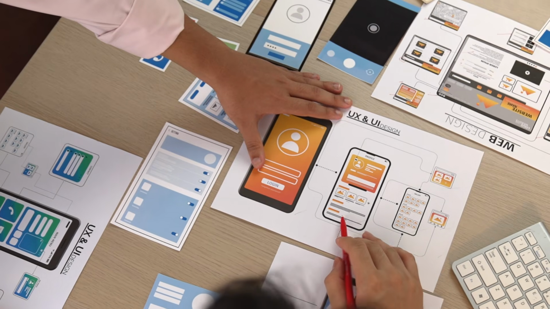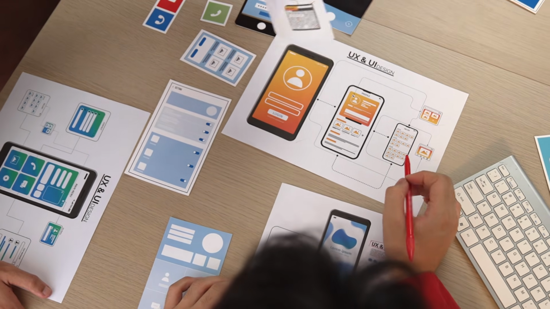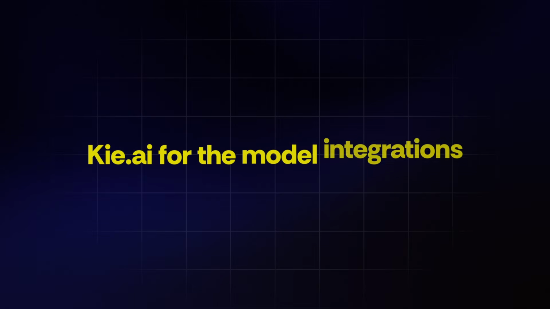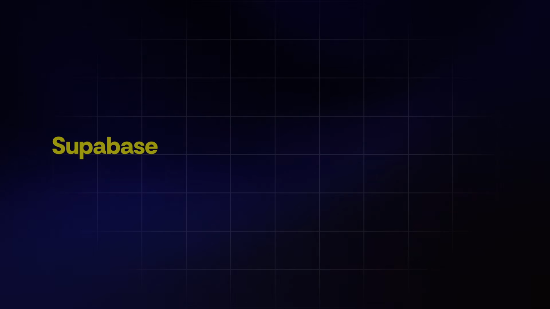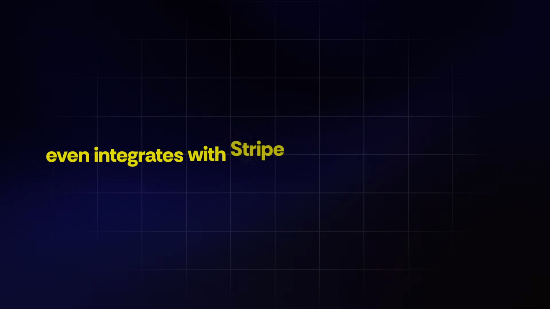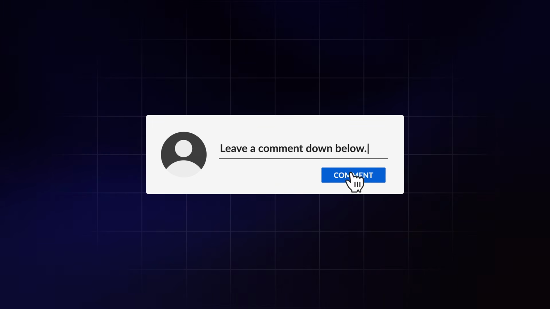Now, deploying it as a public-facing application takes some work. I've put together a starter framework for doing that. It connects to KIE.AI for the model integrations, Google Cloud for deploying Firebase to host the app, Supabase for the backend database setup, and even integrates with Stripe for payment processing. Let me know in the comments if you are interested in the video covering some of that.